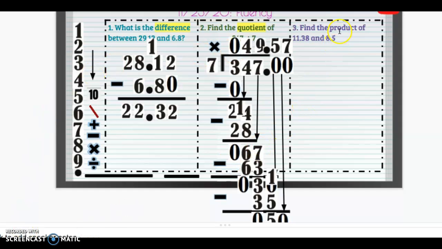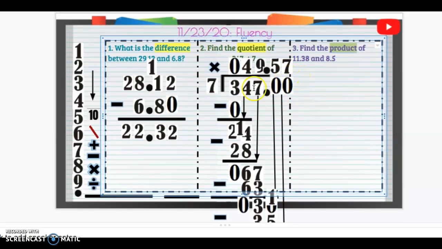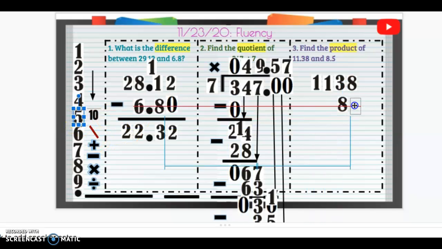The last one says find the product. So we're finding the product, meaning we are multiplying. So we are multiplying our two numbers. So you have to first write your problem out without decimals. And then you put your 8 without the decimal point. And then your 5 without the decimal point. And then you begin, oops, that 5 needs to go up. Then you multiply.